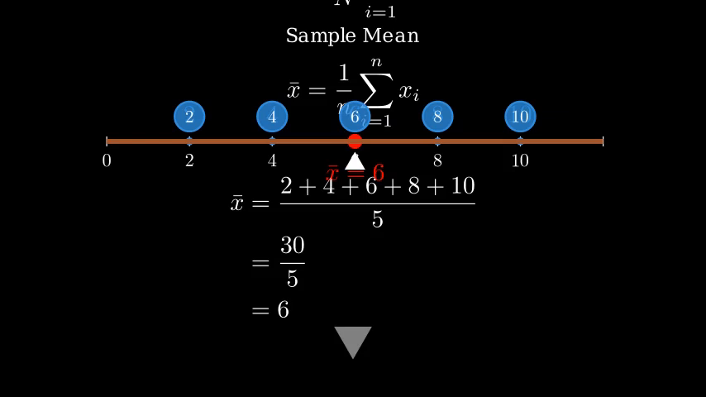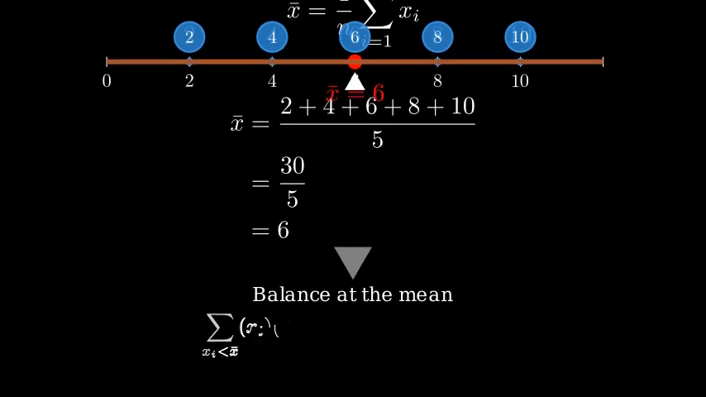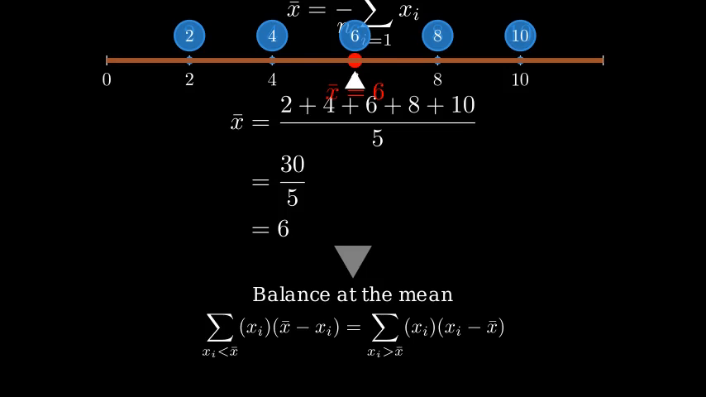This balance happens because the total moments on both sides are equal. Mathematically, the sum of distances to the left of the mean multiplied by their values equals the sum of distances to the right of the mean multiplied by their values.